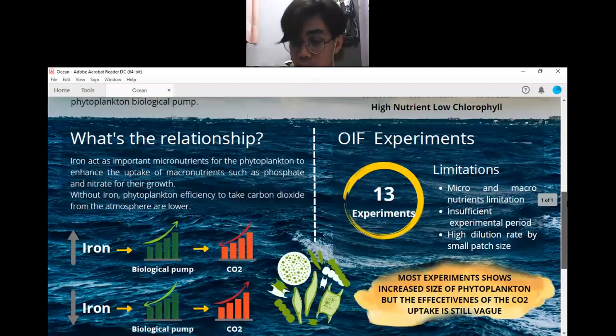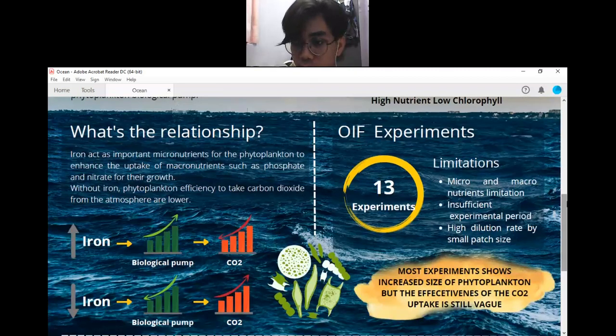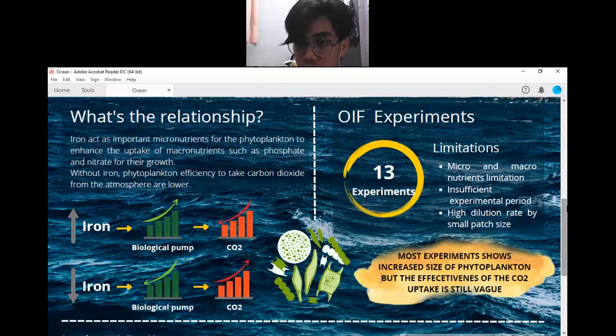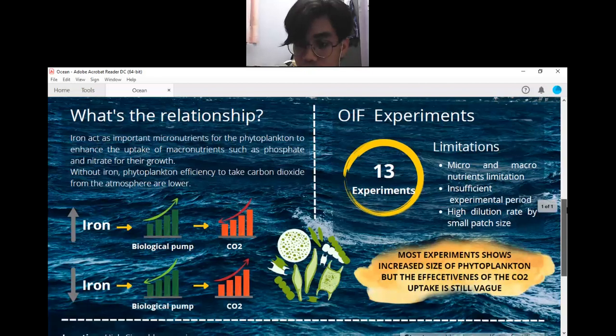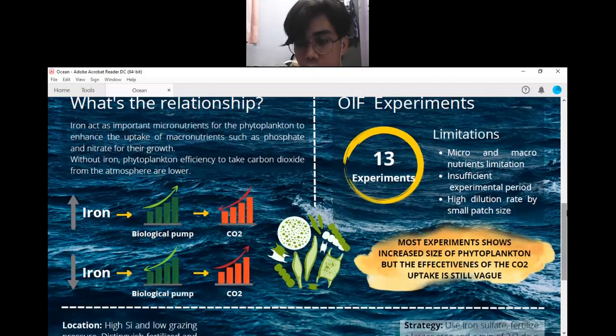There are several limitations from the experiments. Some of them are micro and macronutrient limitation. Micro is manganese and cadmium, and macro such as silicate. Second is the insufficient experimental period, where scientists have limited time to observe the full response of the phytoplankton. And last one is the high dilution rate by small batch size rather than a larger batch size. Overall, most experiments show increased growth of phytoplankton, but the effectiveness of the CO2 uptake is still unclear.